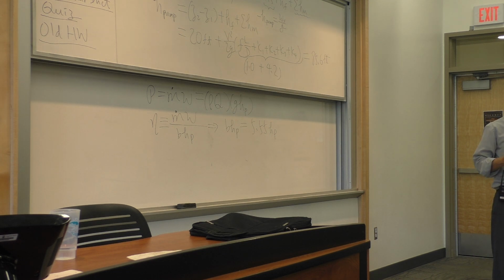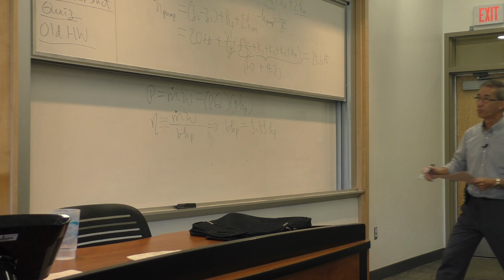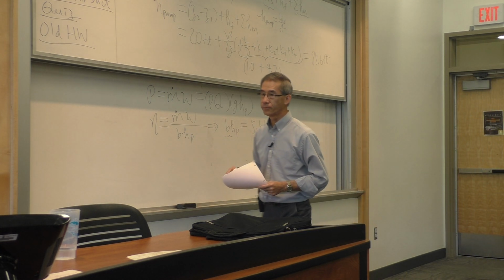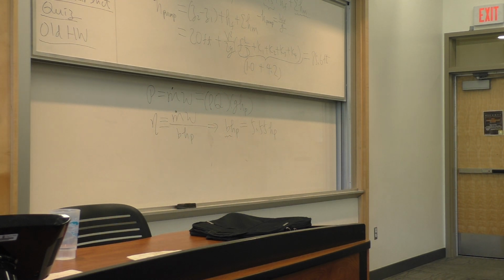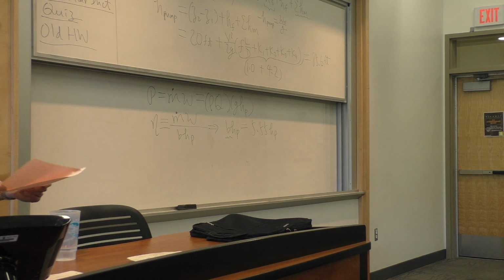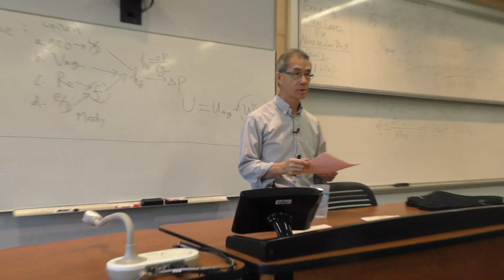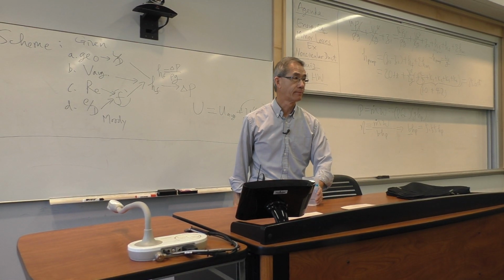Yes? Yeah, what is the B in efficiency? The B is a layman term in the industry that is referred to as the brake horsepower, which is the actual power consumption if you account for the inefficiency of the pump. Okay? So it's not typical use in engineering, but is used in industry. Questions?